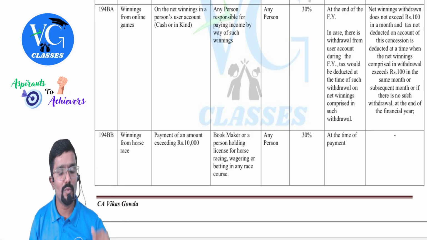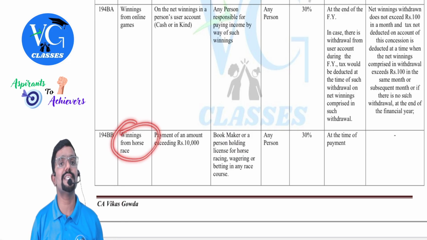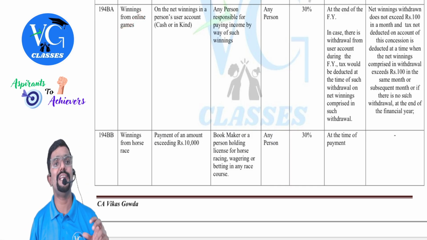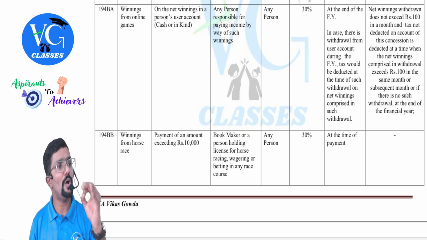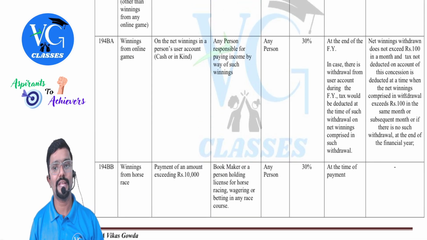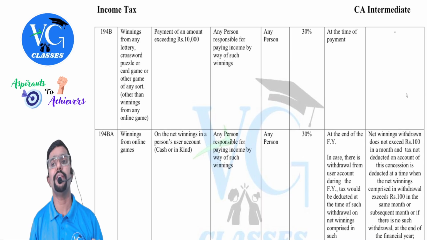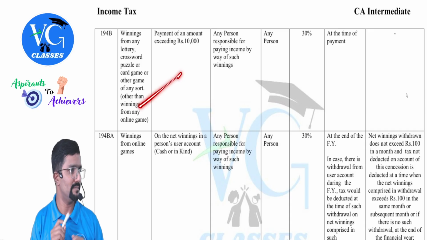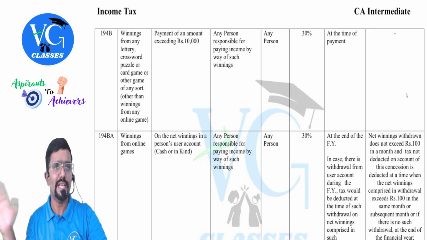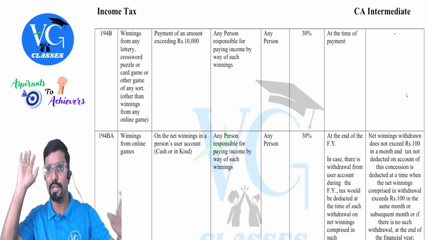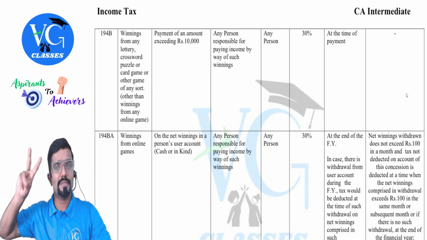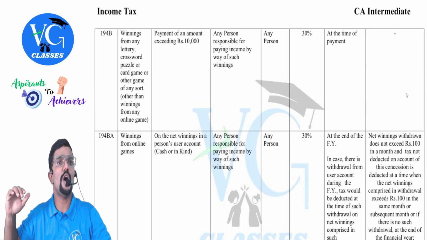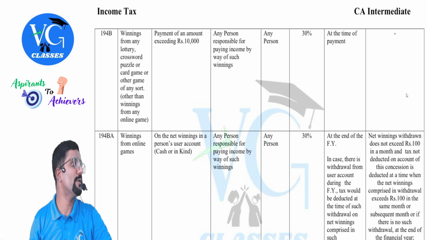So section 194BB tells to deduct TDS on winnings from horse races. 194BA tells to deduct TDS on winnings from where? Online games. Any other casual income is covered under 194B, guys. Any other casual income is covered here. I need not name it, any other. You know what and all will come under casual income. Two separate items are covered in two separate sections, online games and horse races. Rest all will come under 194B.